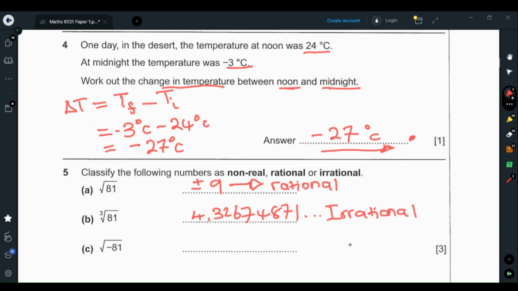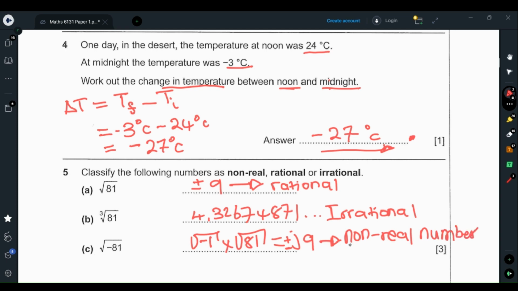Well, square root of minus 81, that will be undefined on the calculator. However, we could write that as square root of minus 1 times square root of 81, which gives us square root of minus 1, that is j, square root of 81, that is 9. So plus minus 9j, this is a non-real number, which is called an imaginary number. Cool.